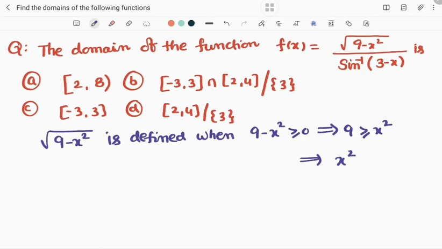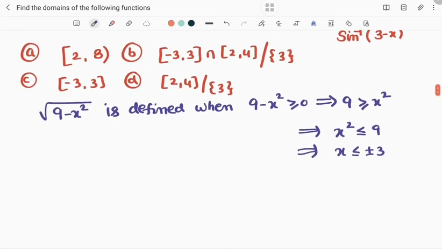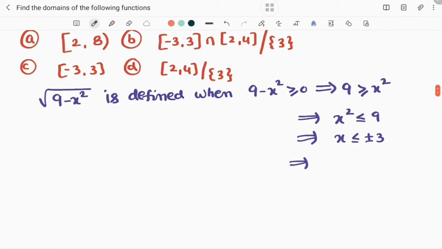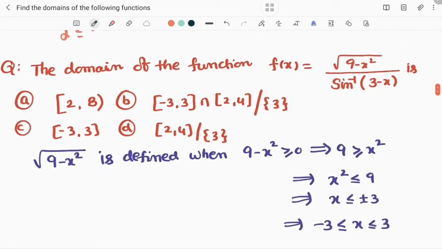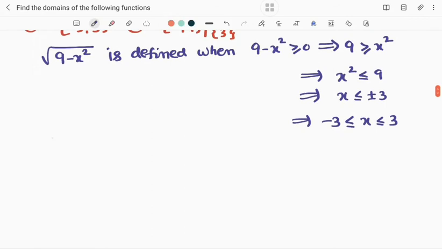x² ≤ 9, so x ≤ ±3. That can also be written as -3 ≤ x ≤ 3. So one question's answer is over. Now the denominator, sin inverse of (3 - x).